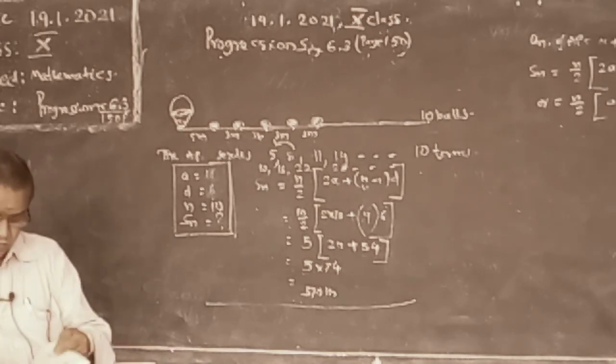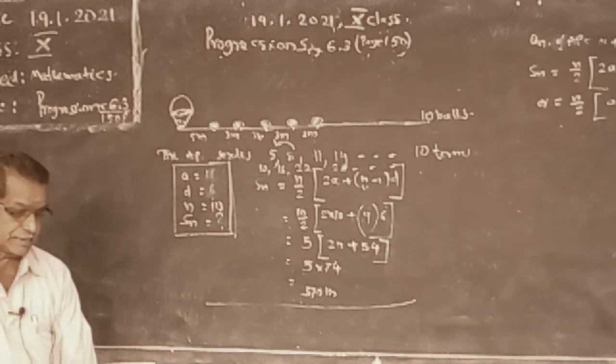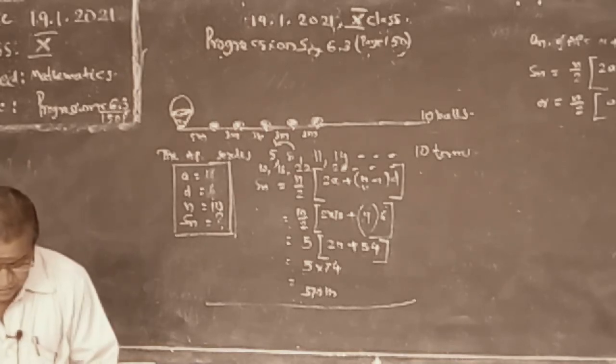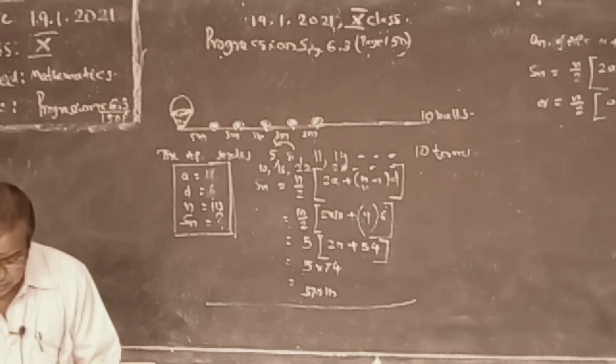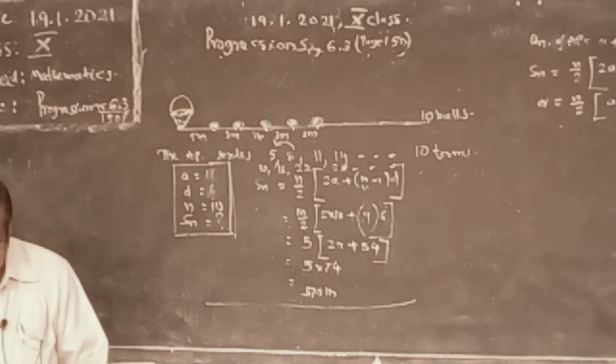See, like this we can do the sum of terms in the AP series. So we completed 6.3. In the next class, geometric progression.